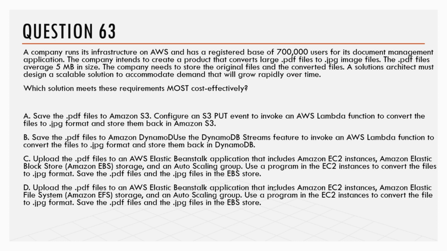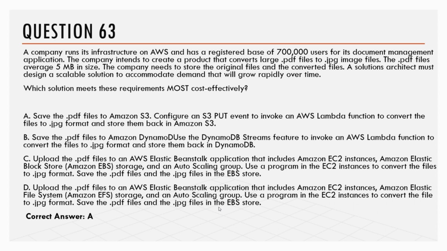Save the .pdf files and the .jpeg files in the EBS store. Option D, upload the .pdf files to an AWS Elastic Beanstalk application that includes Amazon EC2 instances, Amazon Elastic File System storage, and an auto-scaling group. Use a program in the EC2 instances to convert the file to .jpeg format. Save the .pdf files and the .jpeg files in the EBS store.